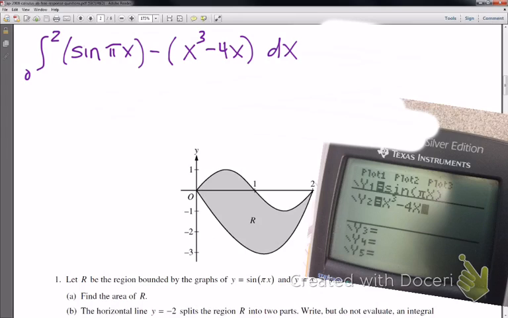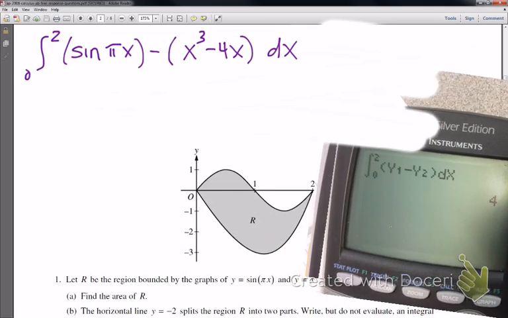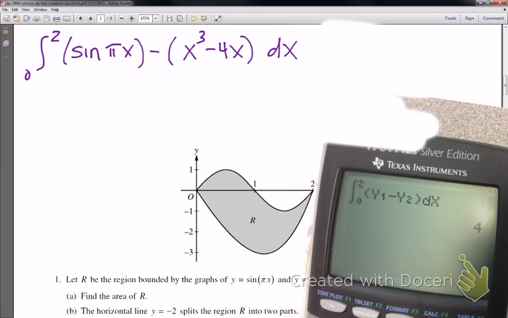So from here, if I go back to my main screen, let me put it in really quick. If I go math 9, my lower limit is 0, my upper limit is 2, and then y1 minus y2 dx gives me 4. Did you guys get 4? Beautiful. So here's what it looks like in my calculator. There we go. So the integral from 0 to 2 of y1 minus y2 equals 4. Okay, you probably get maybe 1 or 2 points for that. I haven't looked at the scoring guidelines, but I would assume 1 or 2 points for that. Alright? Which is not bad.